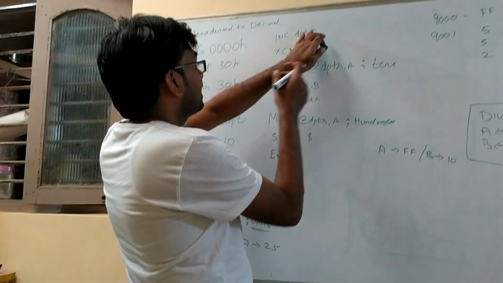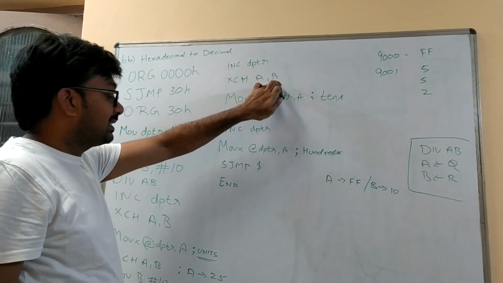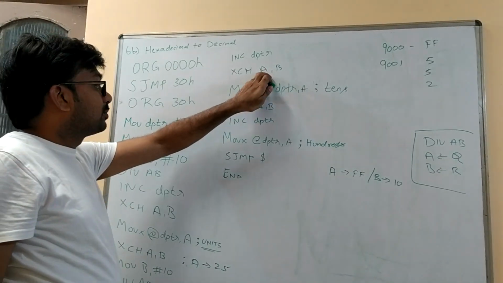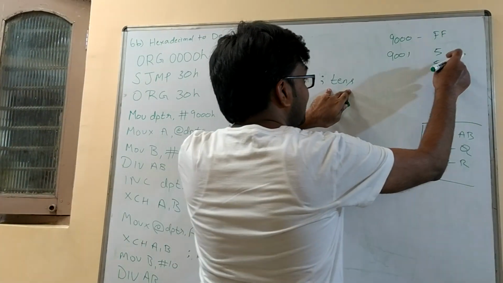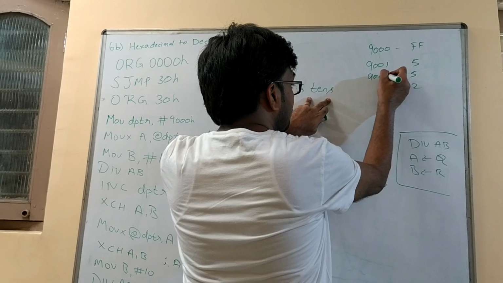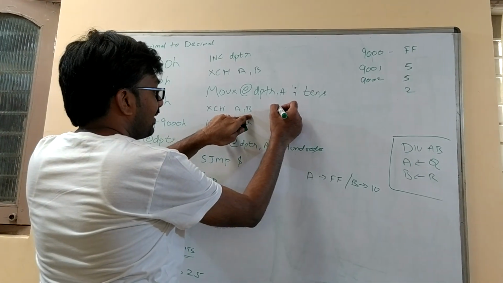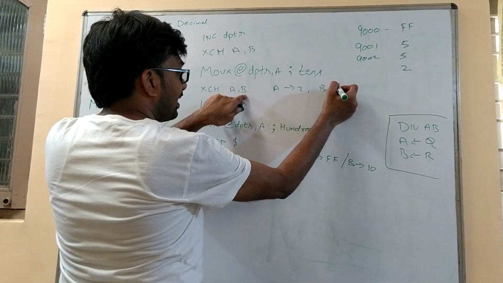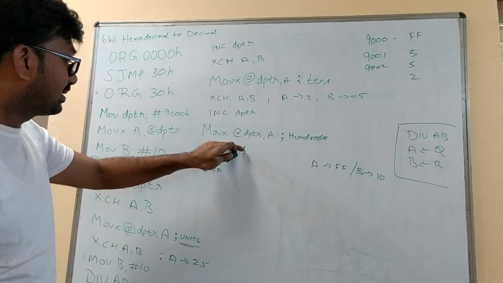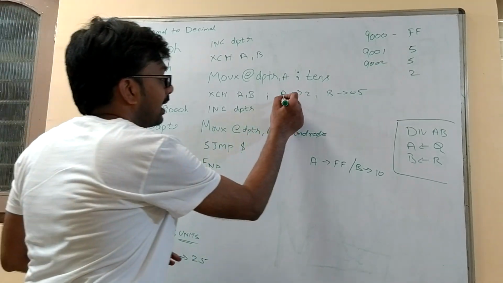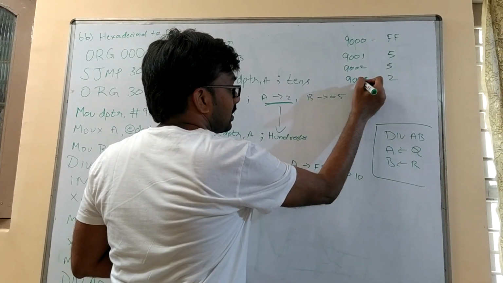So again, increment DPTR, exchange the contents of A and B. So 05 is moved to A, MOVX @DPTR comma A, that is your tens value, the second 5, which will be stored in memory location 9002. Again exchange A comma B. At this stage, the A value would be 2 and the B value would be 05. At this juncture, increment DPTR, MOVX @DPTR comma A, that is your hundreds value which is in the accumulator, is going to get stored in memory location 9003.